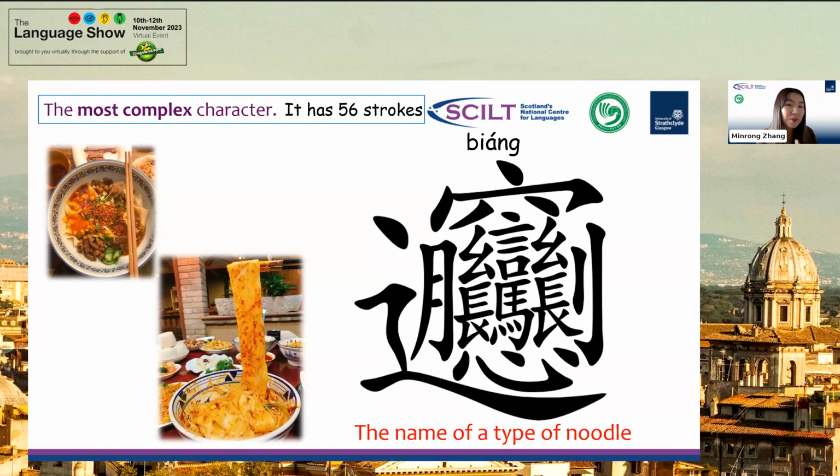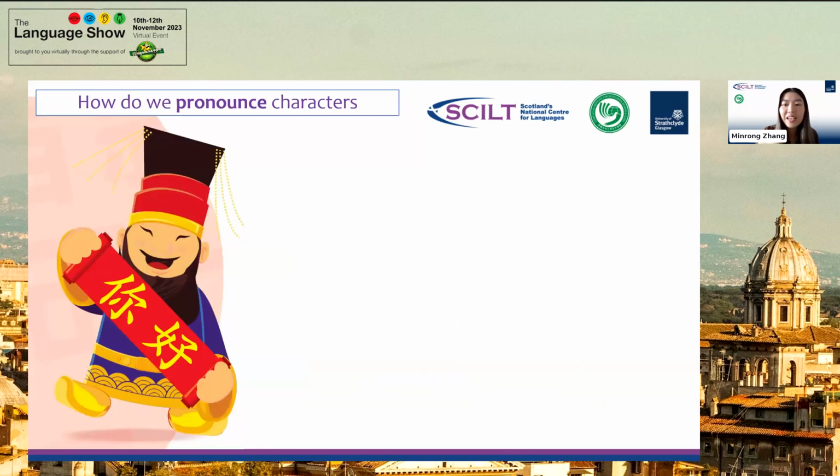If you go to Xi'an to see, for example, the terracotta warriors, you can also try these noodles. They're called biang biang noodles. Biang biang noodles.